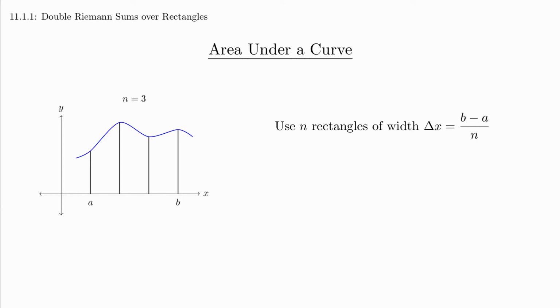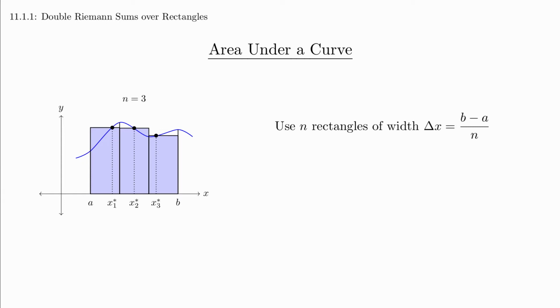But what is the height that we're going to use? We have many choices. We can pick the height to be the value of the function at the right endpoints. We can pick the height of the function to be the value at the left endpoints. We can pick the height to be the value at the midpoint. Or we can even pick arbitrary points for each interval. Each choice gives us a different collection of rectangles to approximate the area.